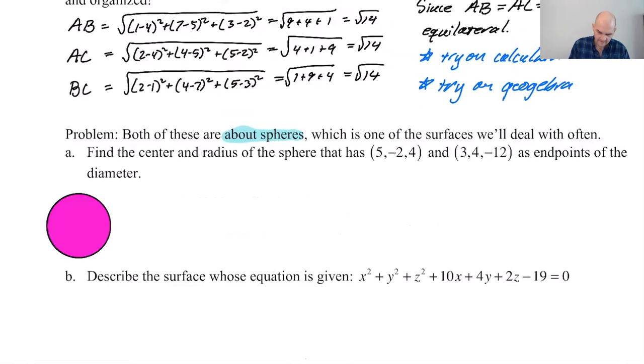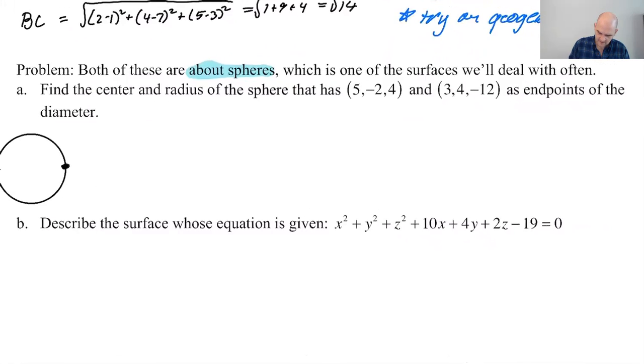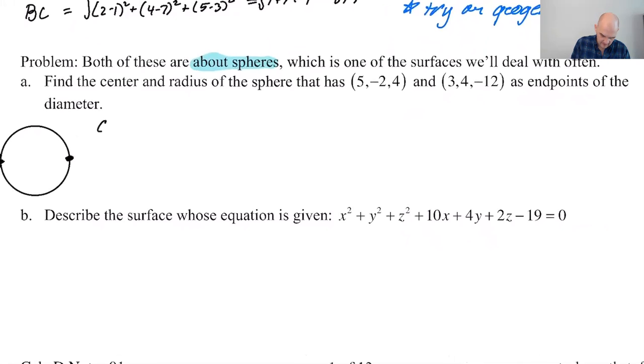Hold up. I noticed that you can change the default fill on shapes that you draw, and so I made it that at some point. Okay, so we have this, and then we just have endpoints of a diameter. So nothing fancy. So the center is going to be the midpoint.